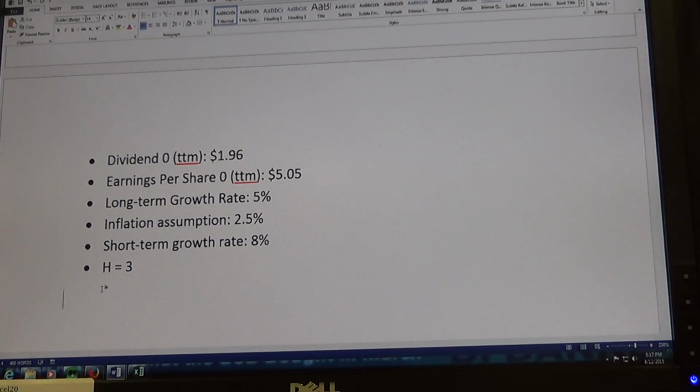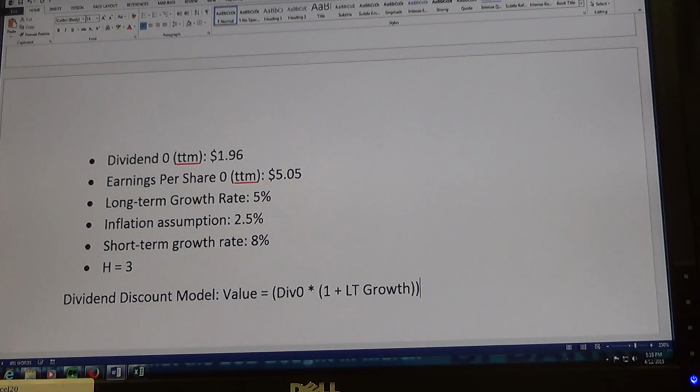In this video, we'll do our valuations. So we have all of our assumptions here. I summarize them here: our dividend 0, earnings per share 0, long-term growth, inflation, short-term growth, and H. So the first thing we'll do is the dividend discount model, which says the value of a stock equals dividend 0 times 1 plus our long-term growth divided by our KE minus long-term growth.